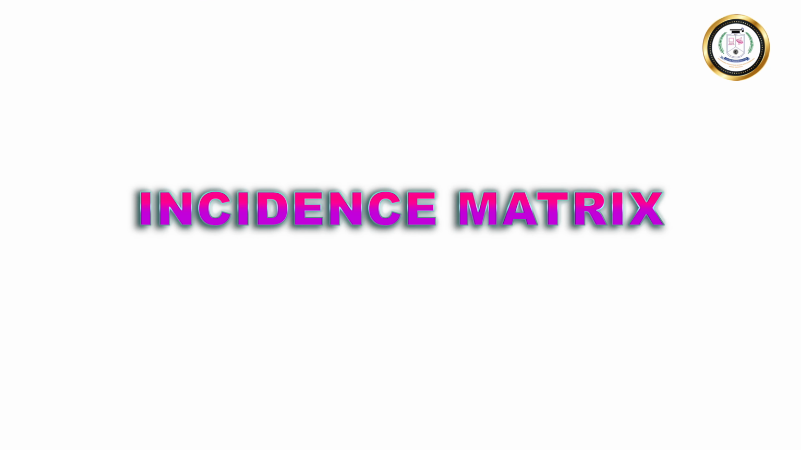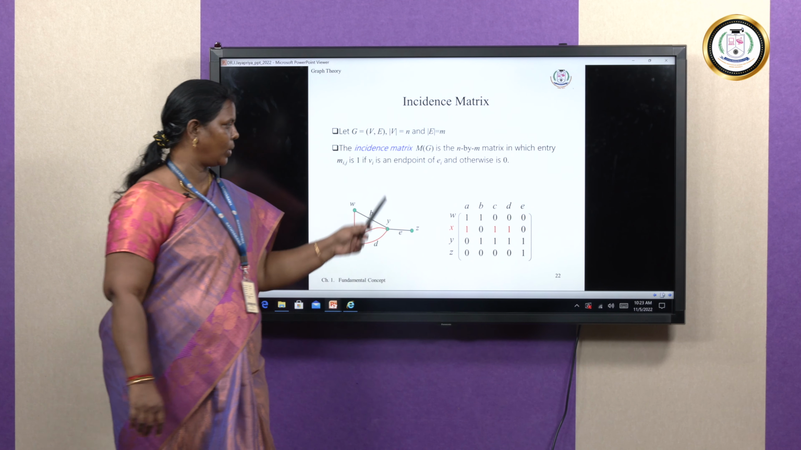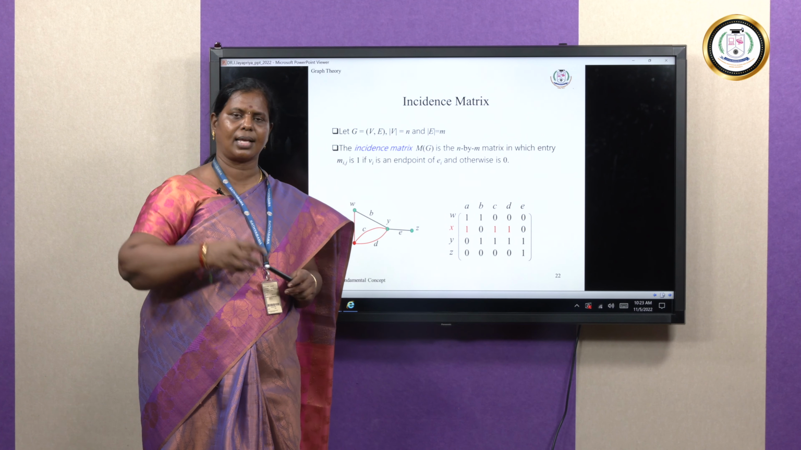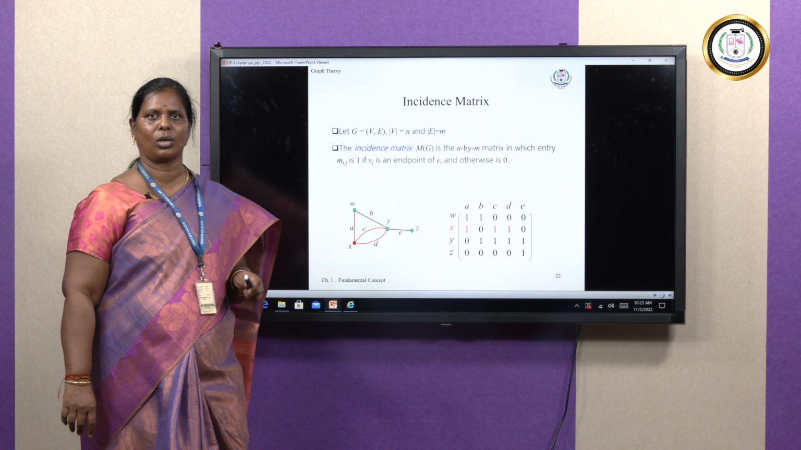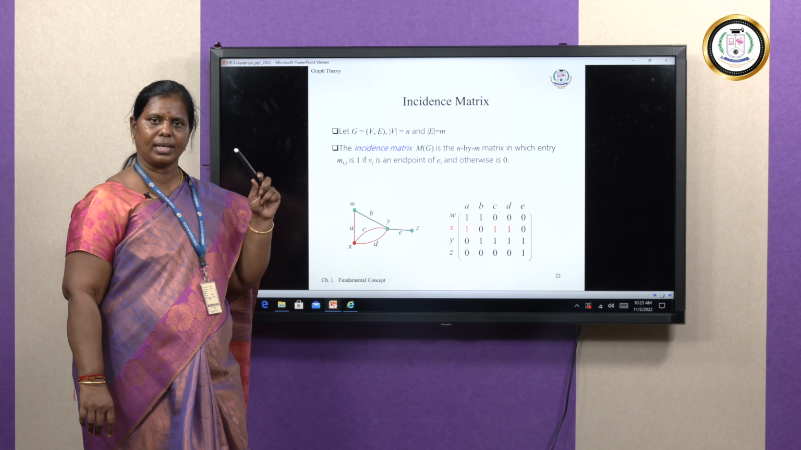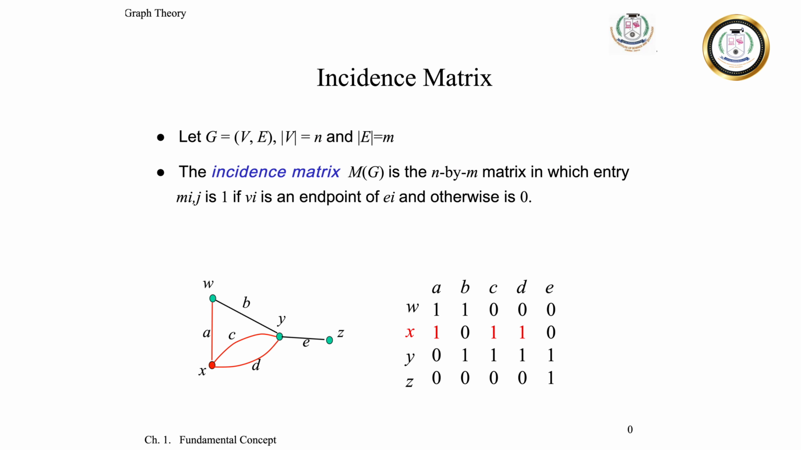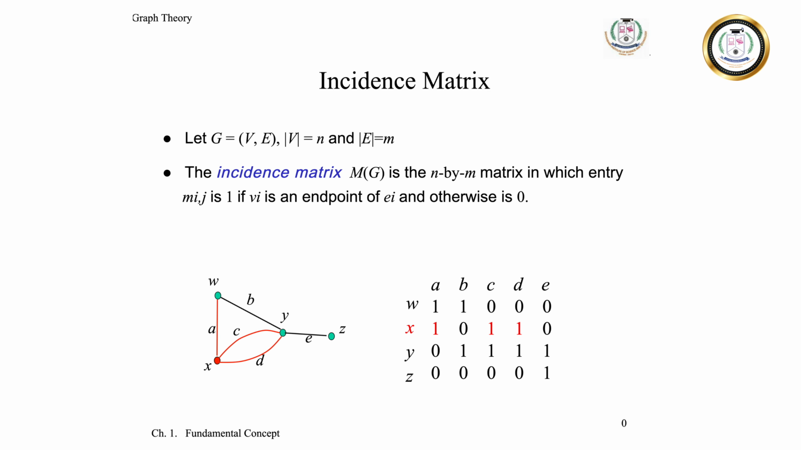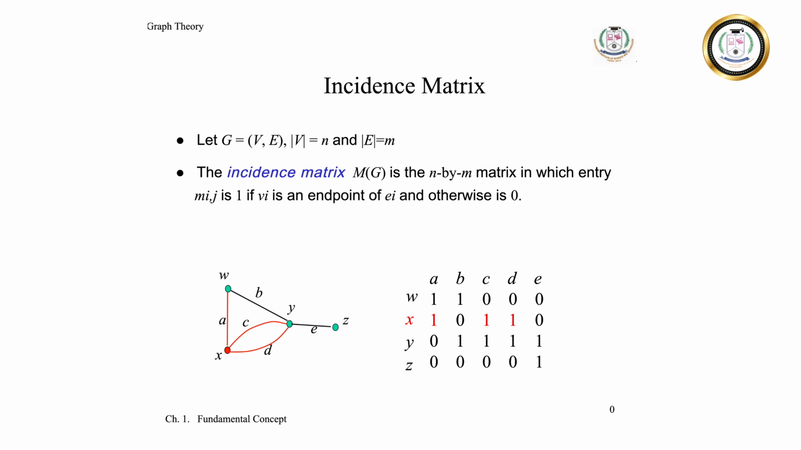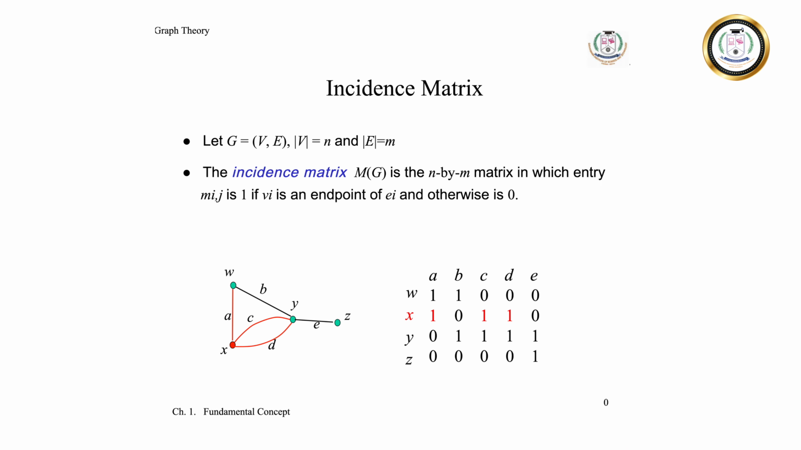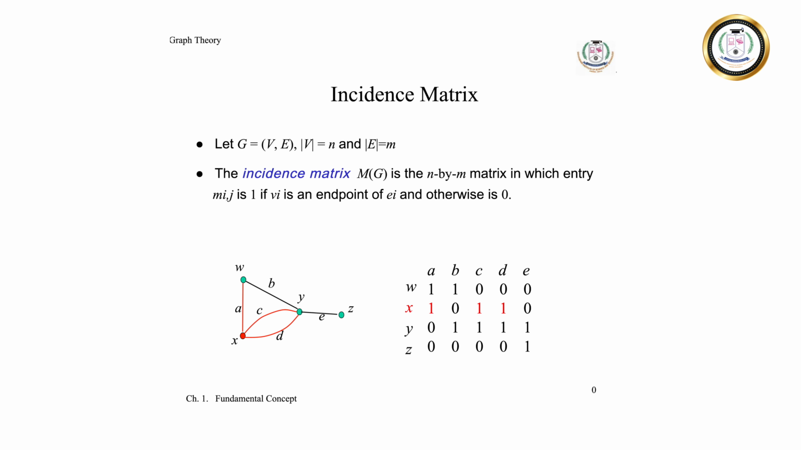Now, coming to the incidence matrix. Again, an incidence matrix means we write the vertices and the edges, and whenever an edge is connected with a vertex, we mark 1. And if there are 2 edges, we mark 2. So, here is an example of an incidence matrix. Incidence matrix means what? Again, it is an n by m matrix in which the entry is 1 if Vi is an endpoint of the edge, and otherwise it is 0.